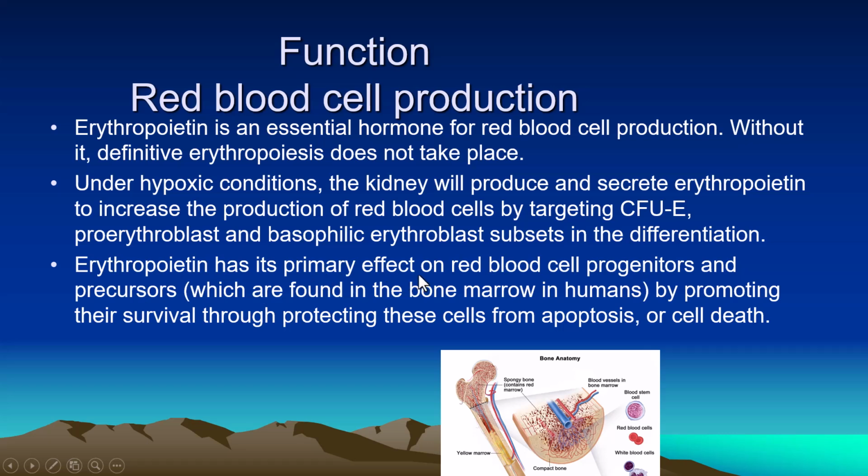Erythropoietin has its primary effect on red blood cell progenitors and precursors. The pro-erythroblast and basophilic erythroblasts are precursors. The erythropoietin acts in the bone marrow on the stem cell, and in the stem cell on a particular colony which is called colony forming unit erythrocyte, and then also on the precursor cells of the red blood cell. Erythropoietin actually protects the precursor cells from apoptosis or cellular death, because it protects these cells from damage.